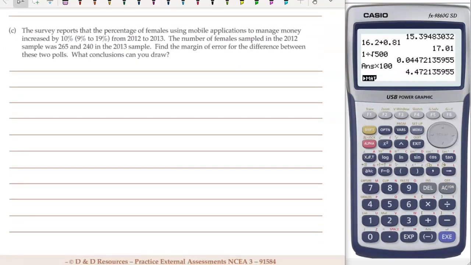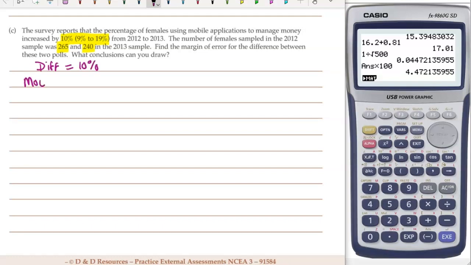Then the survey reports that the percentage of females using mobile applications has increased by 10%, from 9 to 19, and the number of females sampled in 2012 was 265 and 240 in 2013. We want to find the margin of error for the difference between these two polls and then see what it tells us. So that difference is 10%.